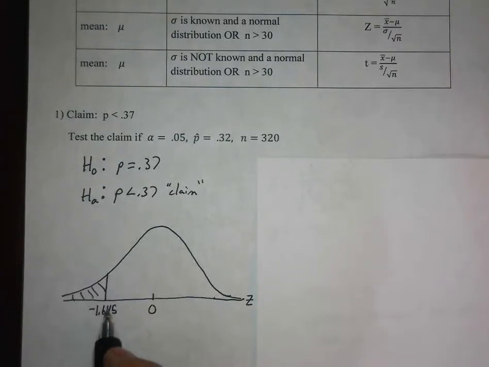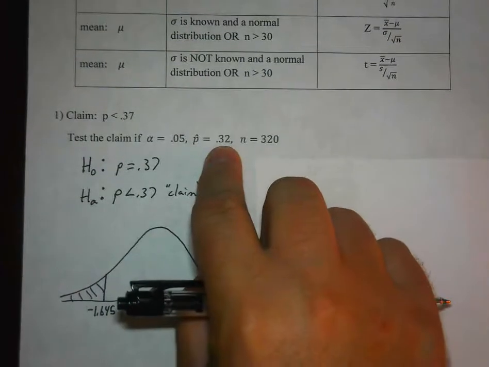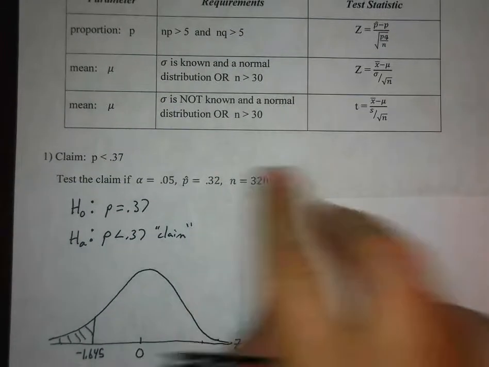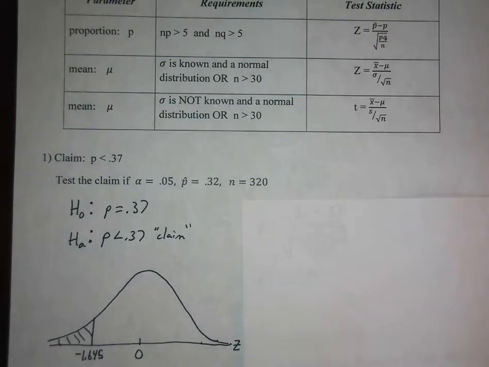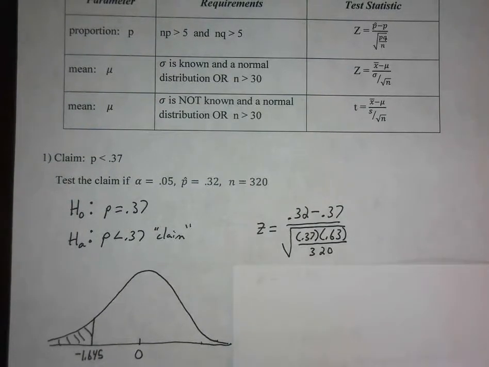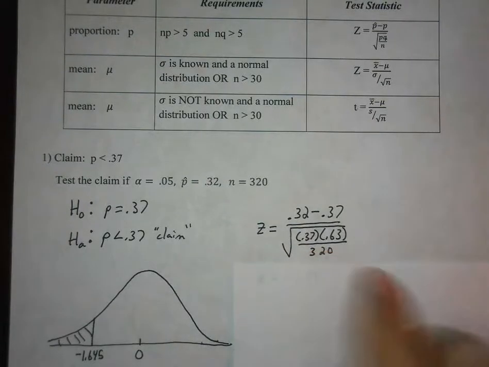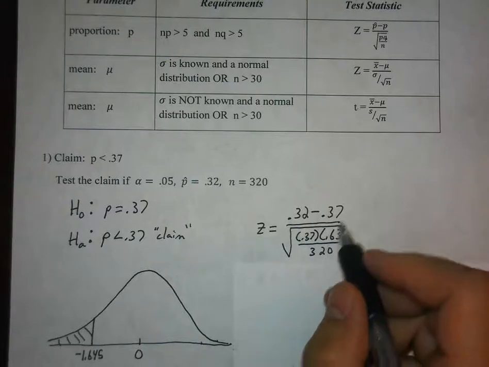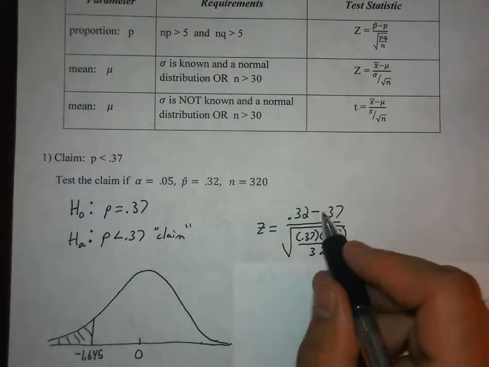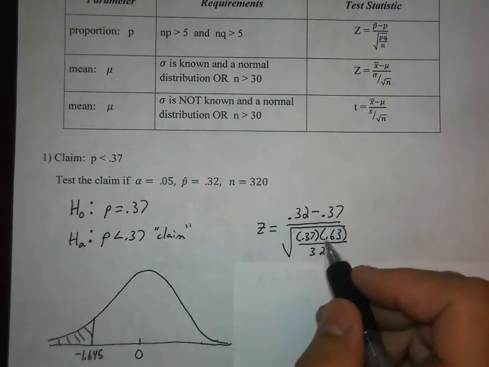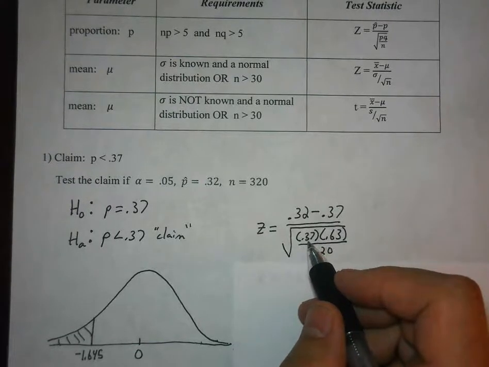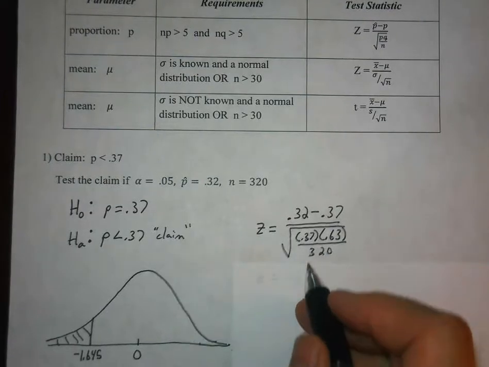So now we collected our data. We got a p hat value of 0.32. So now we need to calculate the test statistic, using up here. Okay, so plug your numbers in. And the biggest place that people make a mistake on this, we don't put p hat and q hat here. We're putting p and q because we have our hypothesized value of p right here. So do not put 0.32 here instead of 0.37. That's the biggest thing that people miss on these.